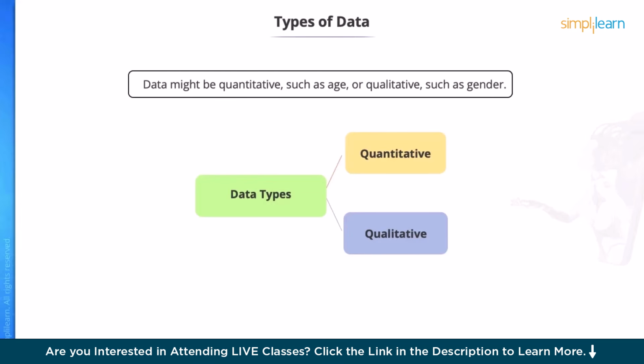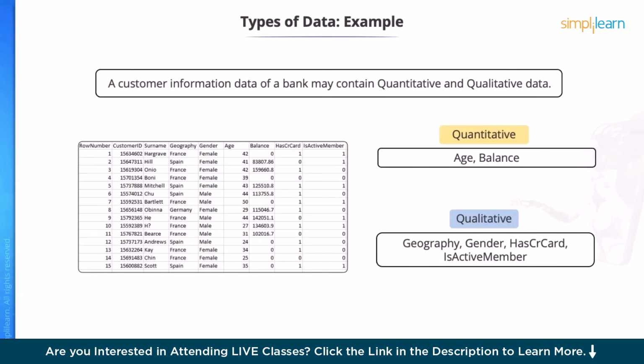Types of data. Data might be quantitative, that is, data that can be measured or counted in numbers. Or it may be qualitative, which is data that is generally divided into groups or, in simpler words, which cannot be counted or measured in numbers. Let's consider an example. A customer information data of a bank may contain quantitative and qualitative data. Consider this snapshot where we have customer ID, surname, geography, gender, age, balance, has credit card, is active member.